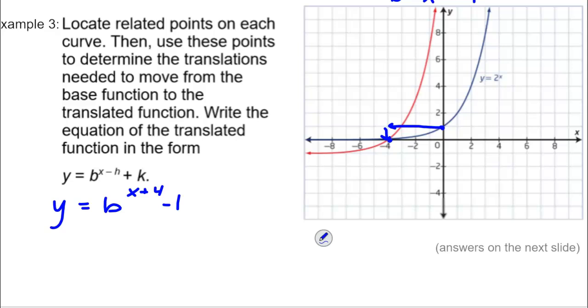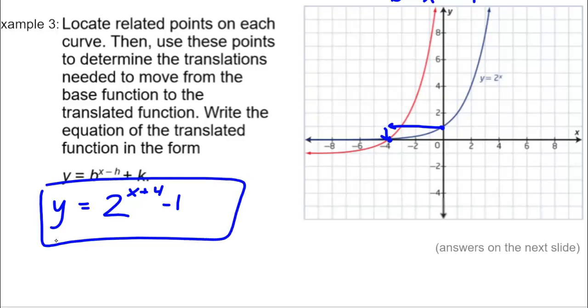Now, what was the base in this case? If we look here, the base was 2. It says right there. 2. And done.